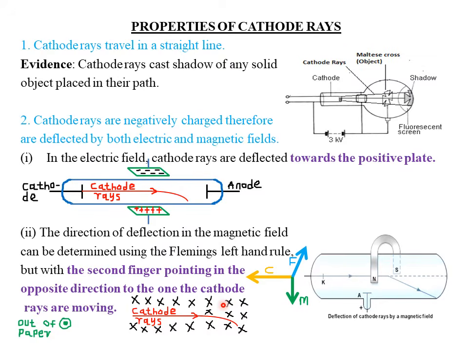So you will hold your first finger pointing towards the screen. Then, of course, the second finger has to point in a direction opposite to the direction of the cathode rays. So the second finger has to point towards the left. Then, of course, you will realize that your thumb will be pointing downward. That is why you are seeing our cathode ray deflecting downward. Similarly, for this case, you can see the cathode ray is also deflecting downwards.